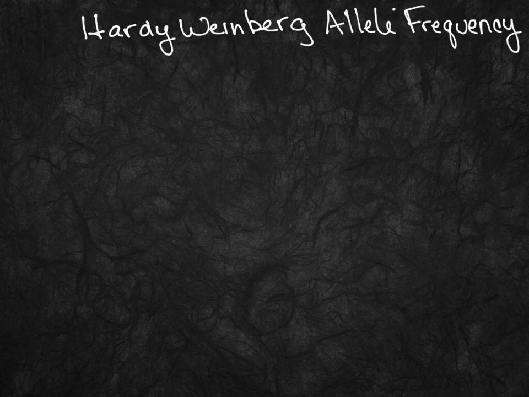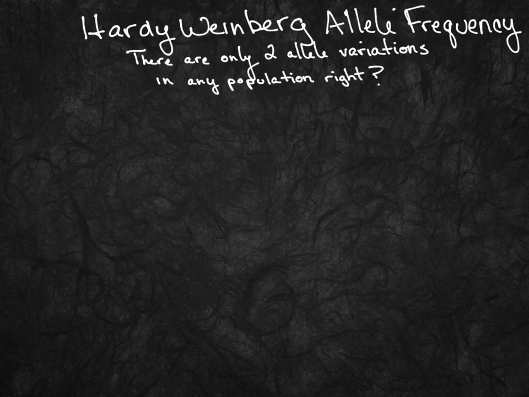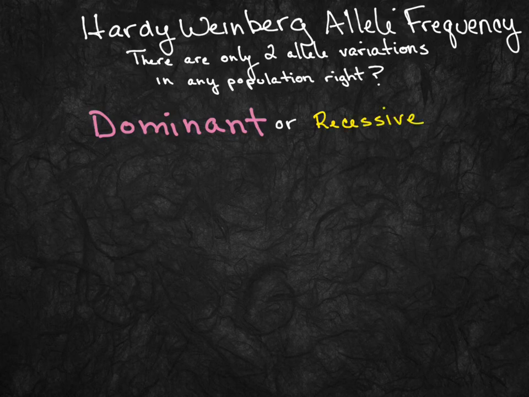So, in a population, there are only ever two possible allele variations, right? You can either have the dominant allele or, what's the other type? That's right, the recessive allele. Those are the only two types of alleles you can have. So some Hardy Weinberg questions will ask you about allele frequencies, okay? And they're only talking about the dominant allele or the recessive allele.